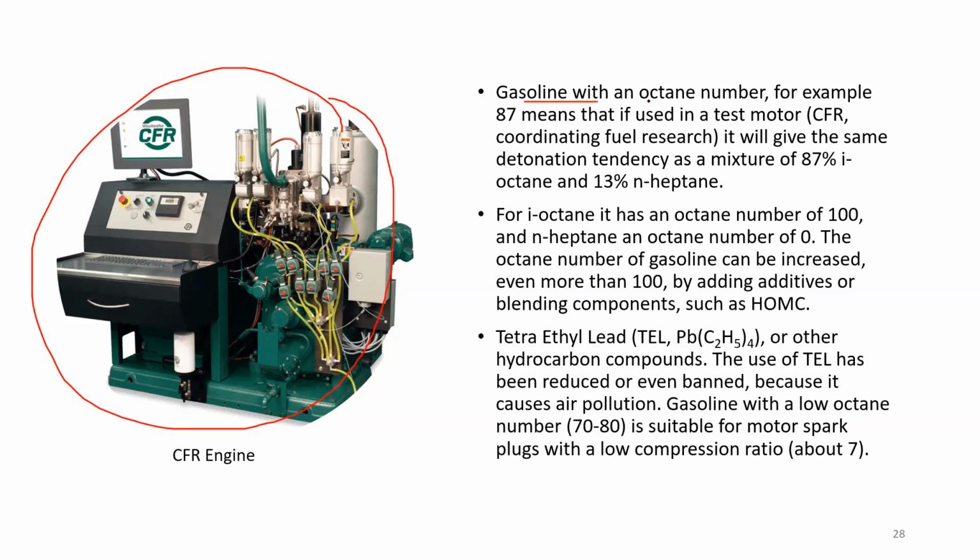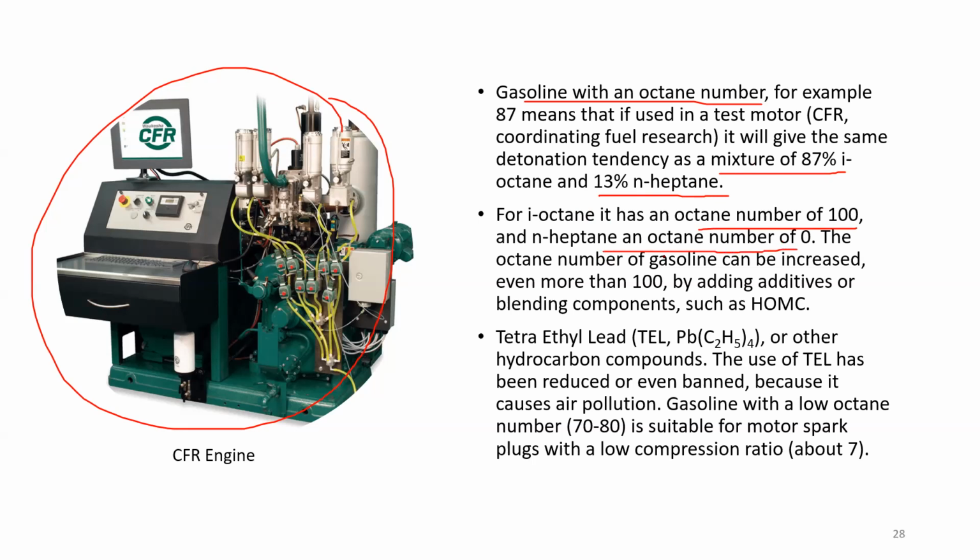Take gasoline with an octane number of, for example, 87. It means that in the test motor, in this case the CFR, it gives the same detonation tendency as a mixture of 87% isooctane and 13% n-heptane. Isooctane has an octane number of 100, and n-heptane has an octane number of 0.